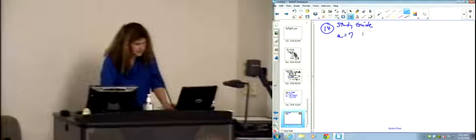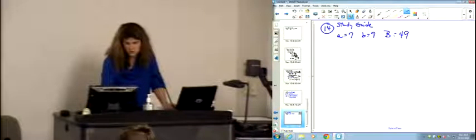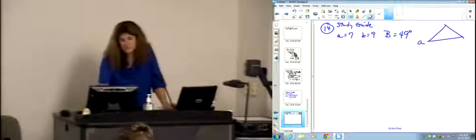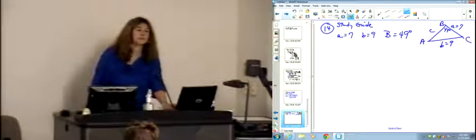We have side A is 7, side B is 9, angle B is 49 degrees. I like to draw a little diagram, even though they're not scaled to size here. Angle B's 49 degrees, side B is 9, side A is 7, there's side C.